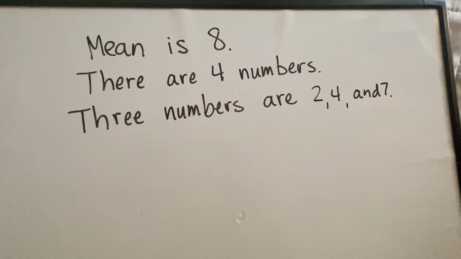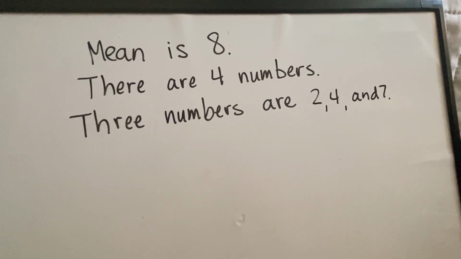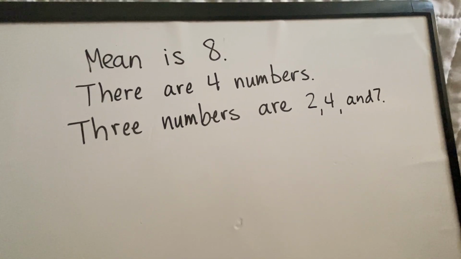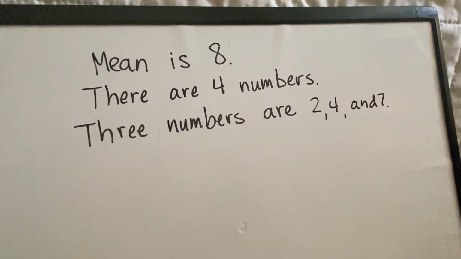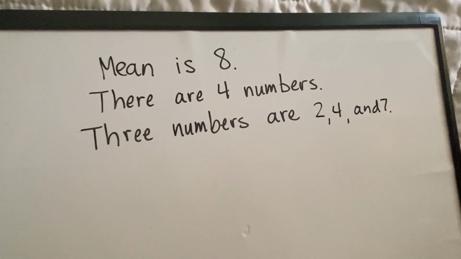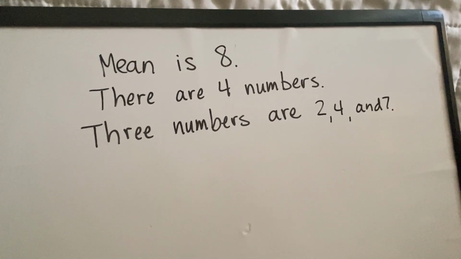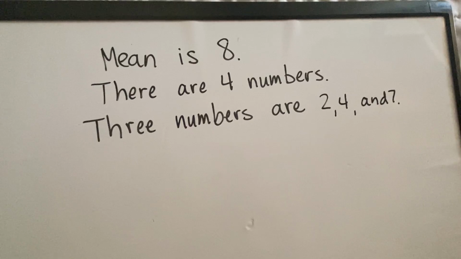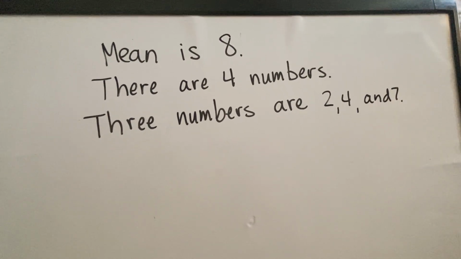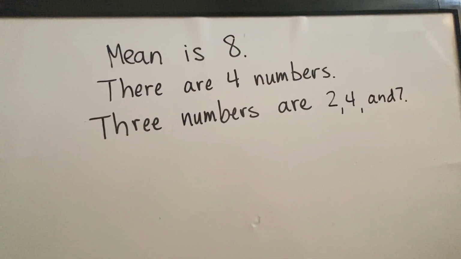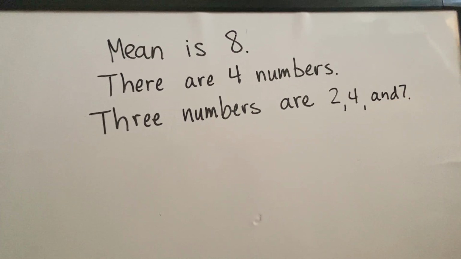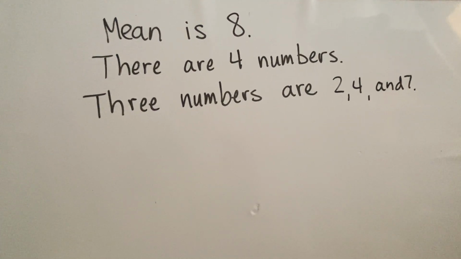Let's walk through one more question that you might see in your homework today. This is question C on page 183. They also walk through an example above at the top of the page. Example 45.3 walks you through one of these kinds of questions. What they're going to give you is the mean. They're going to say the mean is, in this example, 8. There are 4 numbers, and 3 of the numbers are 2, 4, and 7. What's that 4th number?